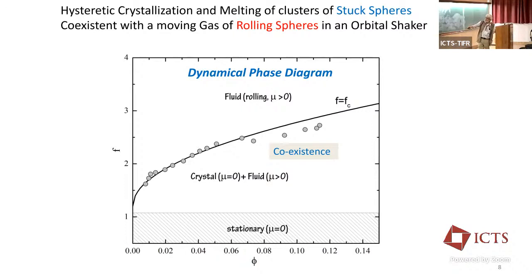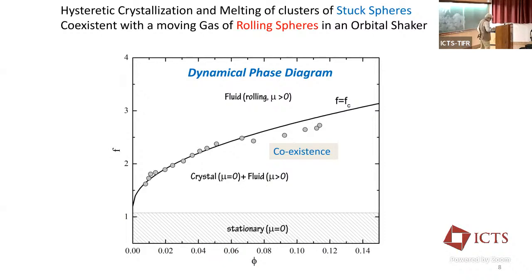Initially at low drive, everything is stationary until you overcome a threshold for motion, because there's friction holding it back. Then you have a region where some part is a crystal and some part is a gas, and the crystal is stuck in the frame of the moving object, and the gas is moving, right? And then above some line, everything goes. Okay, so they're all now scattered all over.